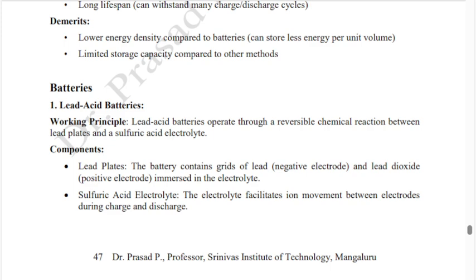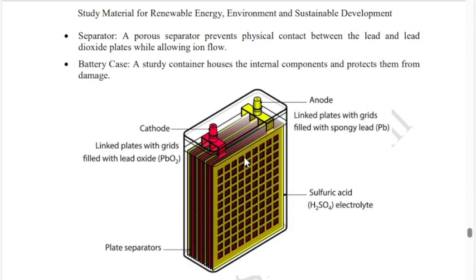The working principle of the lead acid battery: it operates through a reversible chemical reaction between lead plates and sulfuric acid as the electrolyte. You can see that later. This is the setup of a lead acid battery, a schematic representation, not exactly the same. You might have seen the battery which we use in our UPS, uninterrupted power supply. Such a type of battery is the lead acid battery.